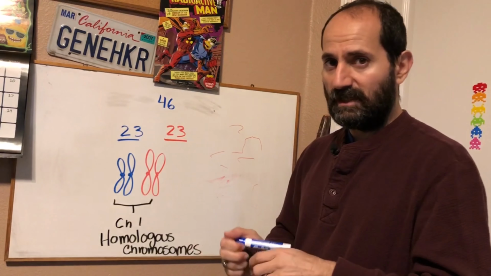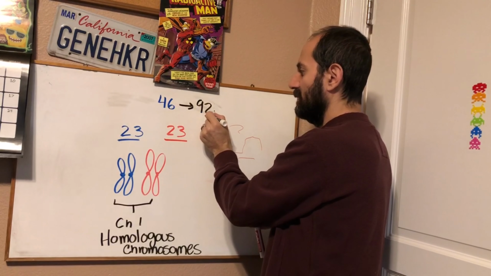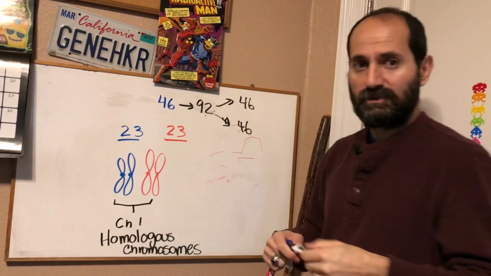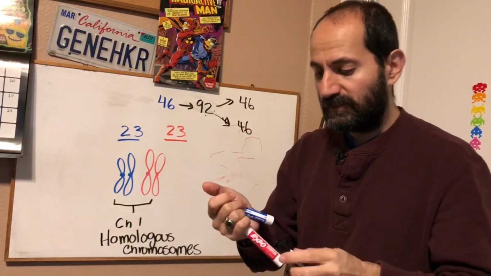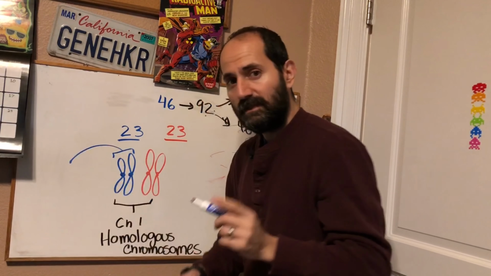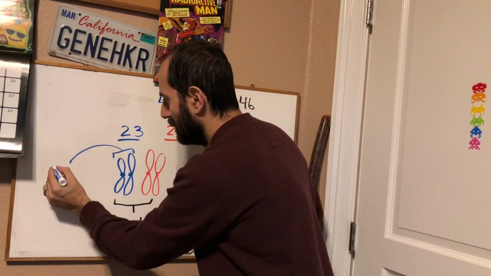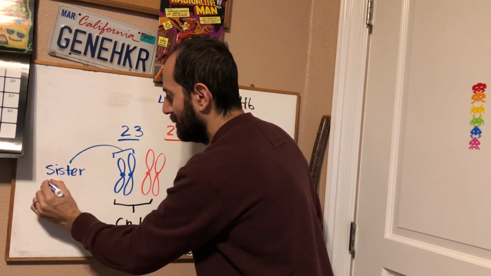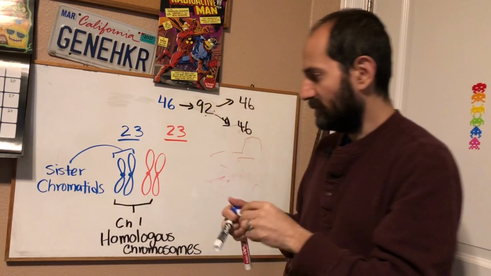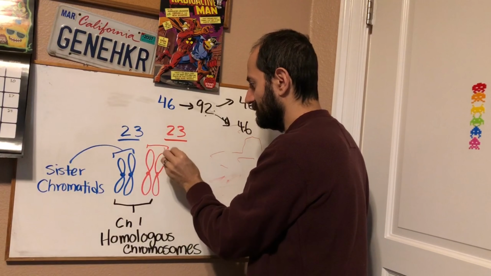So how many total chromosomes do you have at this point? You have 92 total chromosomes, right? 92. That way, if you were to divide at this point, you would have 46, 46. You'd be back where you started, which is what you want. Okay, there's a term for this. You need to understand this. You see how now you have a copy of every chromosome? Those copies have a very specific name. Those copies are called sister chromatids. Okay? Sister chromatids are identical in every way.